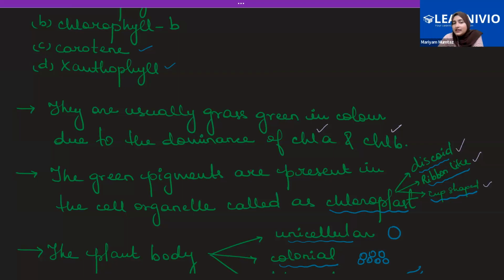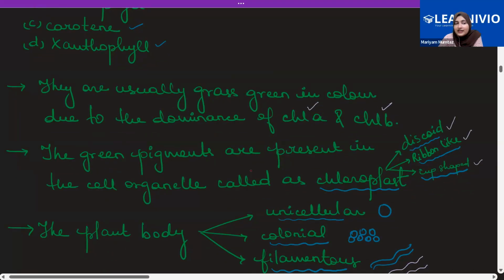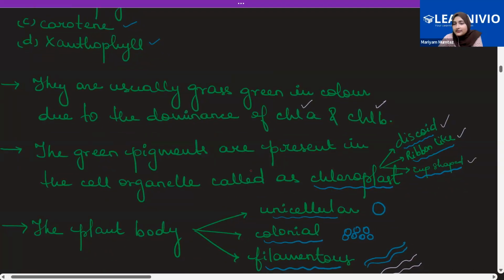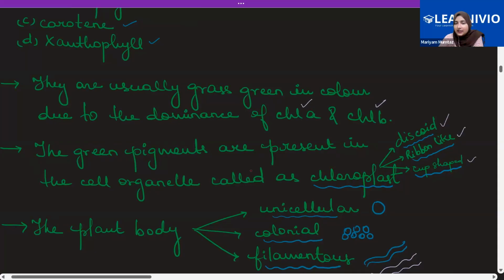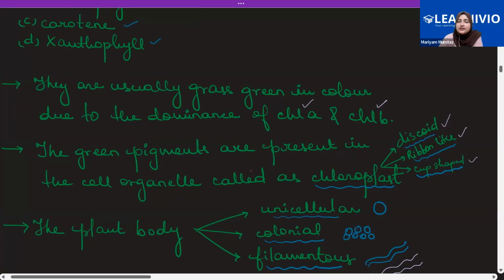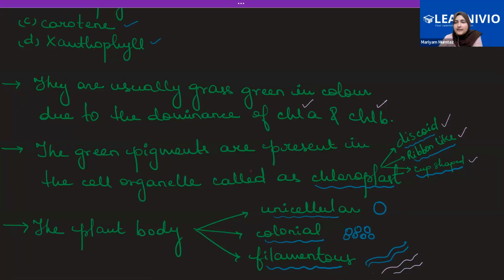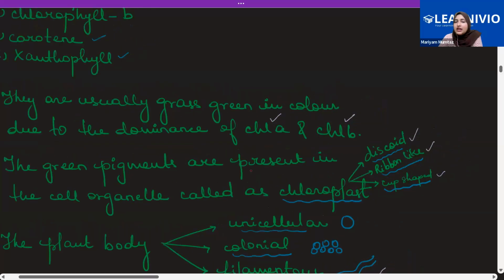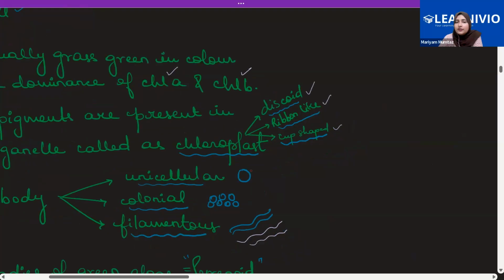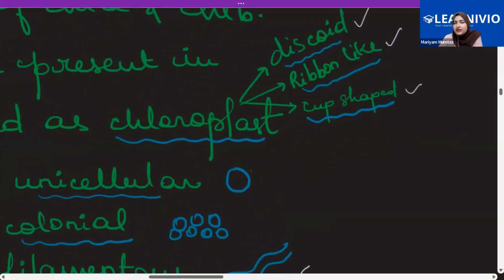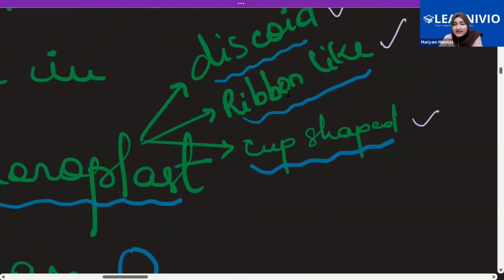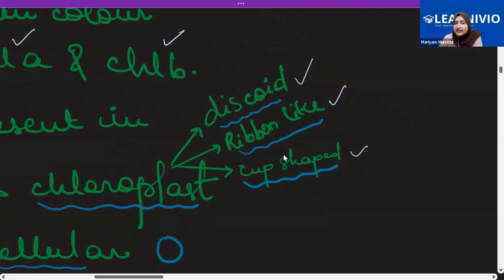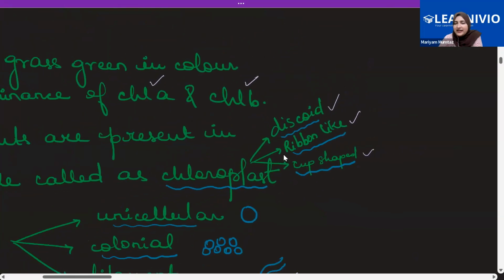Where is the color present? Obviously you know that chlorophyll is present inside the chloroplast. The chloroplast contains the chlorophyll. And what is a chloroplast? A plastid present inside the cell. Is it present in animals? No, definitely not. Now in the case of algae, the chloroplast can be of different shapes. It can be disc-like, so we call it discoid. It can be ribbon-like, and it can even be cup-shaped. That varies.